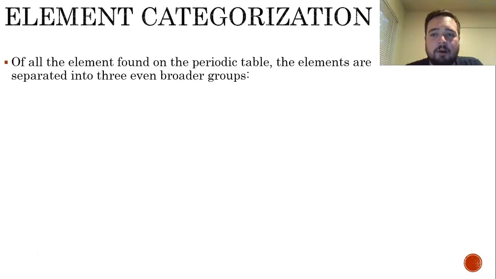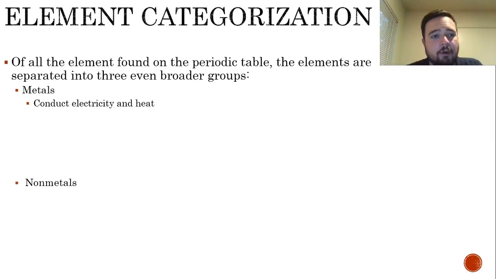So of all the other elements on the periodic table, the elements are separated into three broader groups. So even past representative elements and transuranic elements and rare earth metals, there are actually even broader groups. So there are metals and nonmetals. Metals conduct electricity and heat. Nonmetals do not, or at least they're poor conductors.